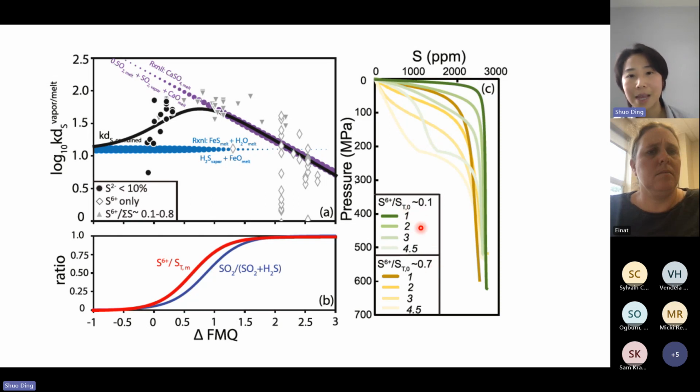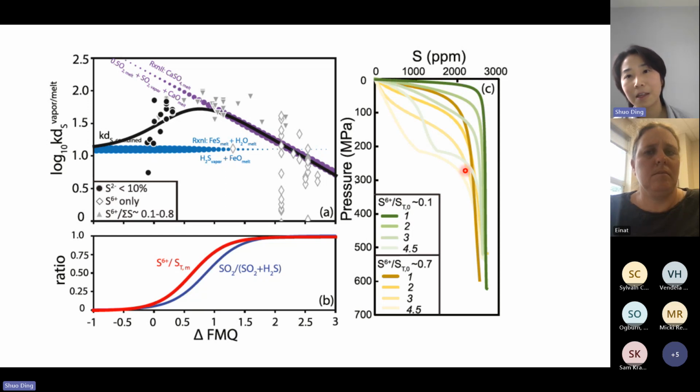Another important player is the water concentration. Remember, for reaction 1, water is actually in the reaction, right? That affects things. So if it's a very dry magma, sulfur tends to degas late. For example, this dark green line is basically very little sulfate, mostly sulfide, and dry. So it does not degas until very late.